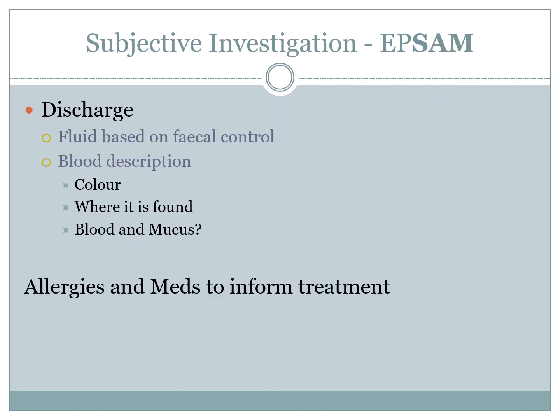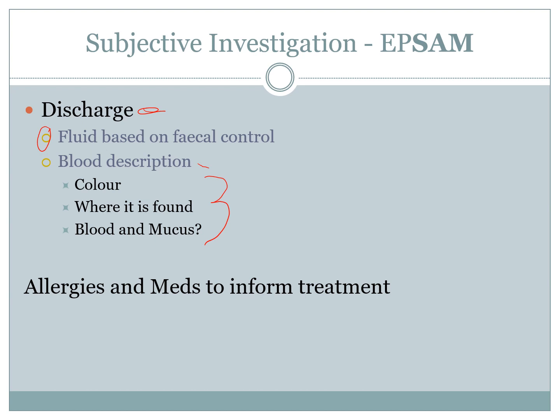When the questioning needs to go down the line of discharge, then we start talking about what exactly is being discharged. Okay, is it just fluid or fecal-based discharge, or is there an element of blood? If there is blood, we need to know colour, we need to know where it's found, and we need to know whether or not it has blood and mucus mixed in. So a general rule of thumb is bright red blood in the toilet, separate from the feces, is your internal hemorrhoids. Okay, so your grade 1 to potentially 3.